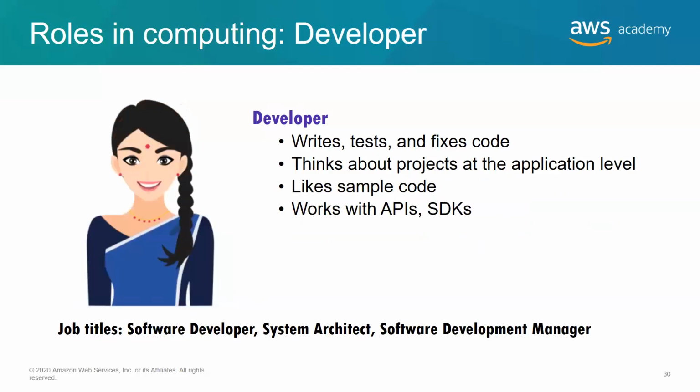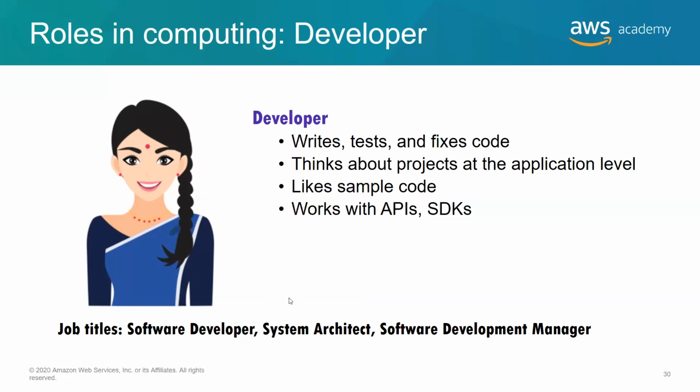The next one is developer, which you mentioned. What would the developer do? They are going to write the code, test and check the code. They think about the project at the application level, like sample codes, and they work with the APIs and SDK. Here also you can use SDK. Yesterday I told you about three ways to connect with AWS. One is the management console, the other one is CLI, and the other one is SDK, the software development kit. Whenever you want to develop any application, web application or any other application, you are going to use the software development kit, or in case you want to integrate, you're going to use API. So the developer can also do it.